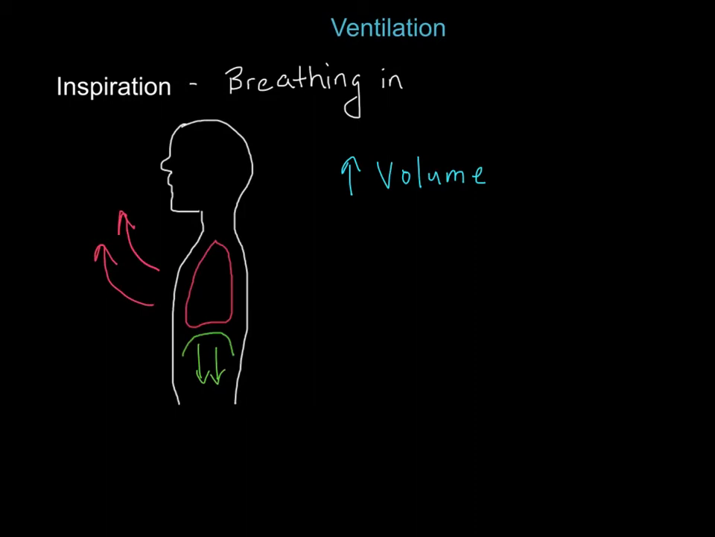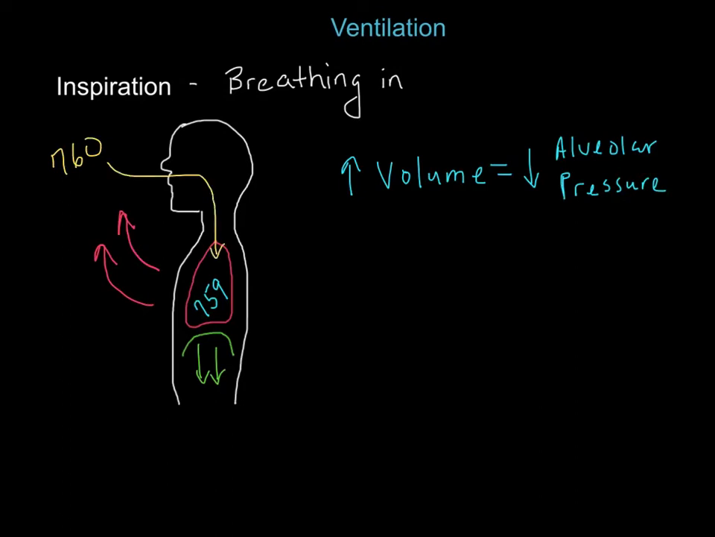Increasing the volume of the lungs decreases the alveolar pressure to roughly 759 millimeters of mercury. Because atmospheric pressure is greater than alveolar pressure, air moves into the lungs, because air flows from an area of high pressure to an area of low pressure. Inspiration is what we call an active process because the muscles that increase the size of the lungs require energy.